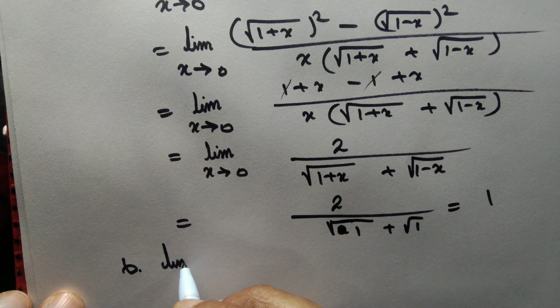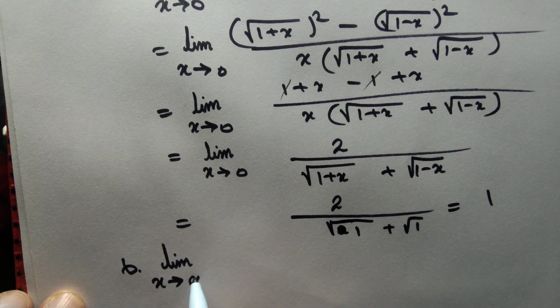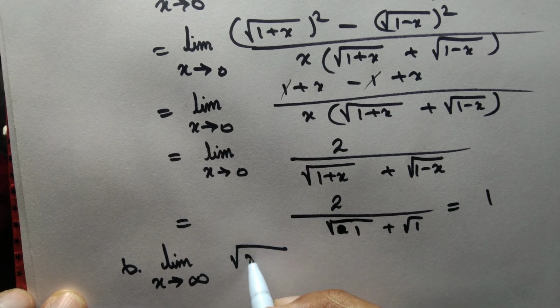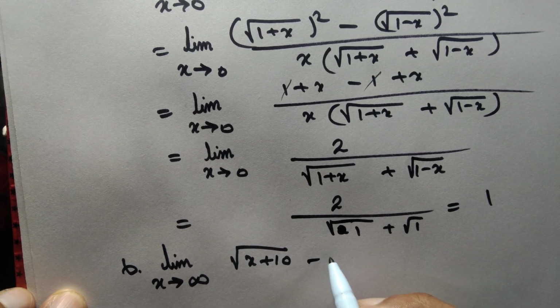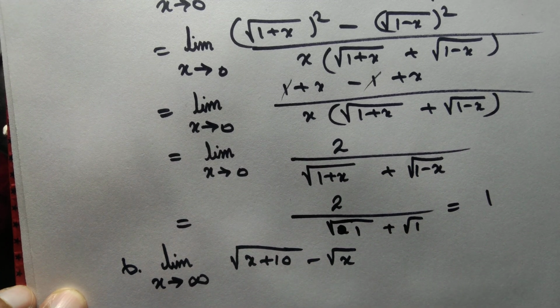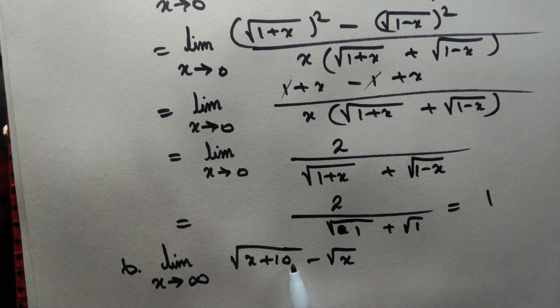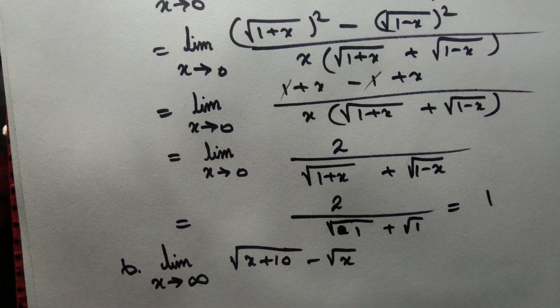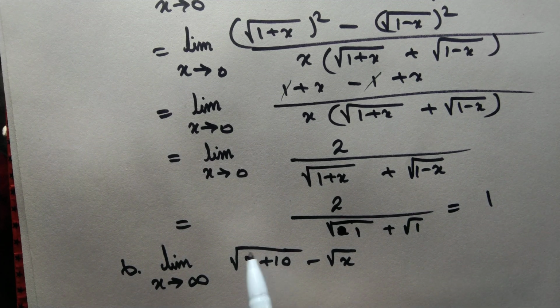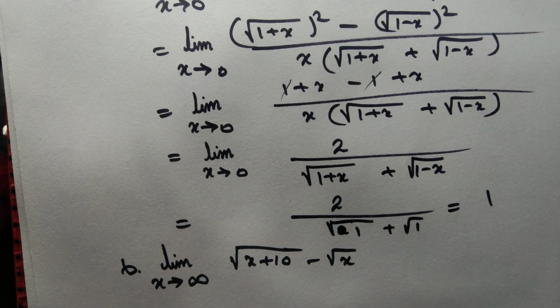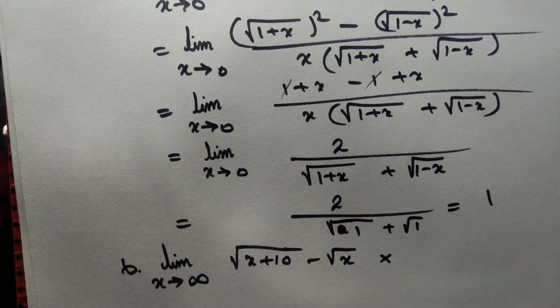Limit x tends to infinity, root over x plus 10 minus root x. Observe that as x tends to infinity, that means you take bigger and bigger value of x, x plus 10 will get bigger and bigger, and so does the square root of x plus 10. And so does square root of x as well. But we want to compute this limit. Does that limit exist? This quantity is also getting bigger and this quantity is also getting bigger. But what about the difference?